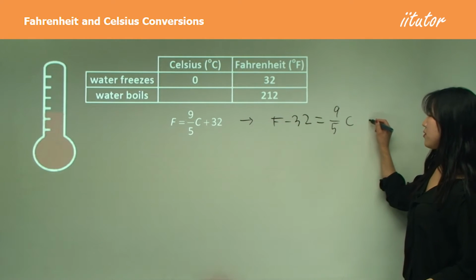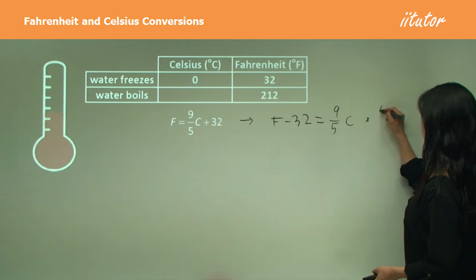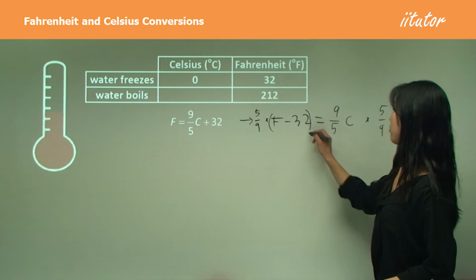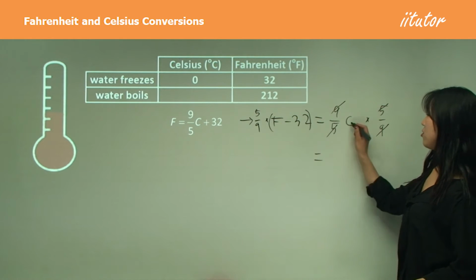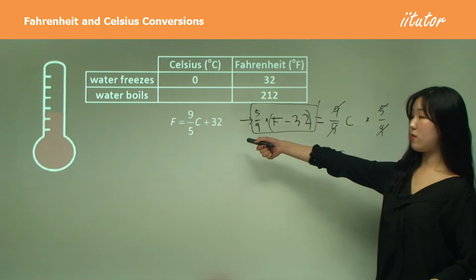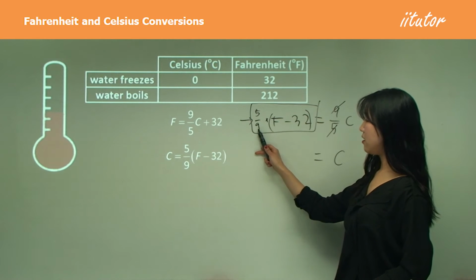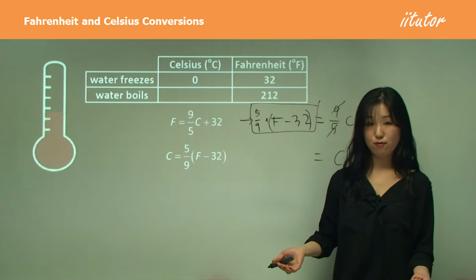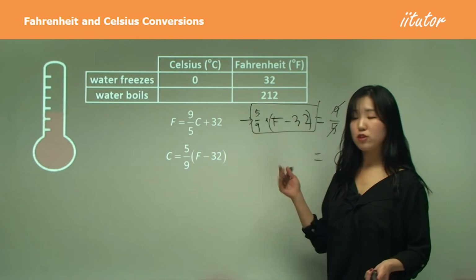If I multiply both sides by 5 over 9, which is the reciprocal of this, I'll use brackets, then the 9 and the 9 will cancel, and we're just left with C. So this is the new formula: C equals 5 over 9 times (F minus 32). These two are essentially the exact same formula. So if you like, you can learn both of them, or you can just stick to one and use some algebra. It's up to you.